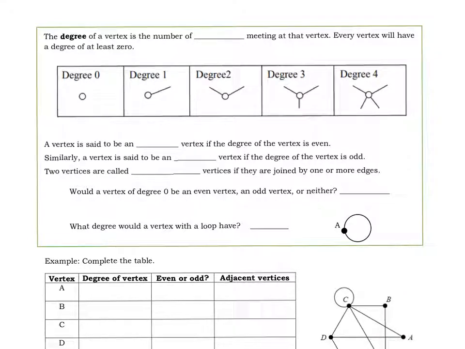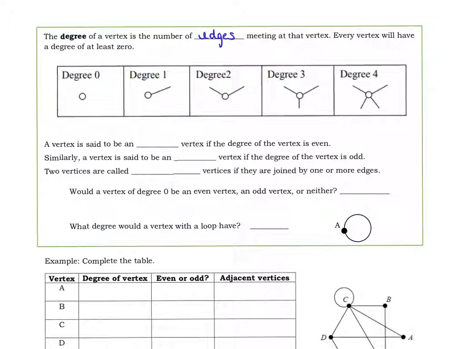Okay, looking at a little bit more vocabulary for our graphs. The degree of a vertex is the number of edges that happen to meet at that vertex. So every vertex will have a degree of at least 0. And so you can see some of those here.